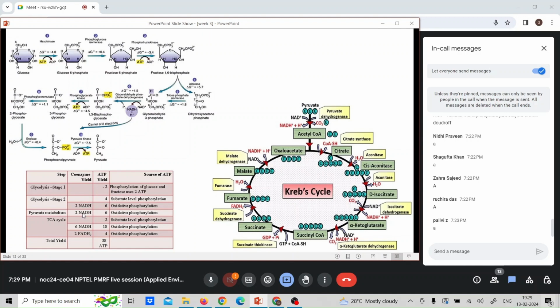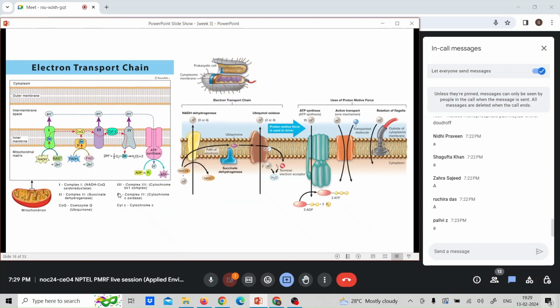So from glycolysis, we again get 2 NADH molecules, and then there is pyruvate metabolism using the Krebs cycle. So here you can see that in the Krebs cycle, 6 NADH is formed, 2 ATP is formed, and 2 FADH2 are formed. So totally, if you are going to calculate what the ATP yield is, it will be 38. Okay, that is the aerobic respiration pathway. And this will be our electron transport chain further.